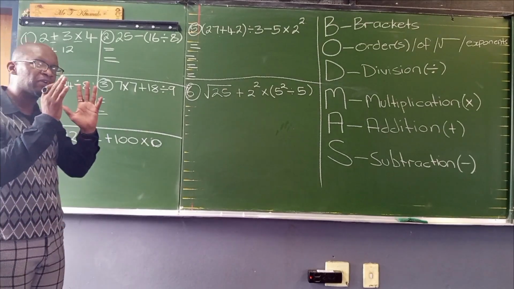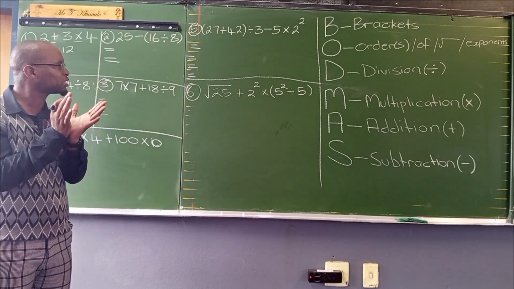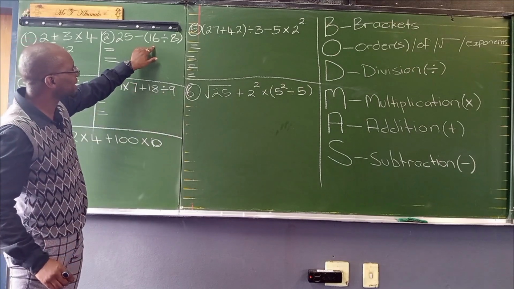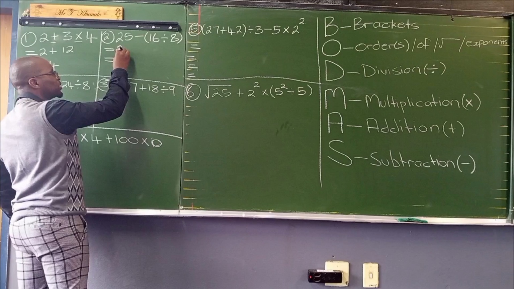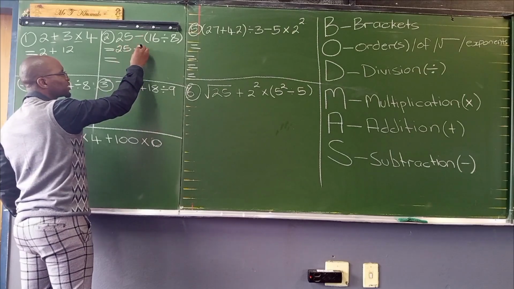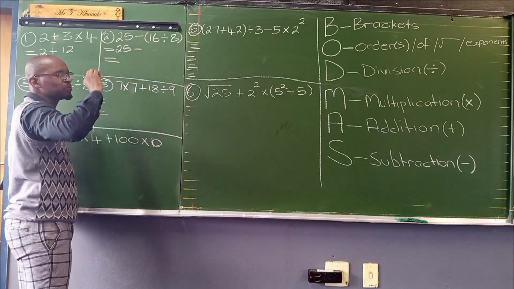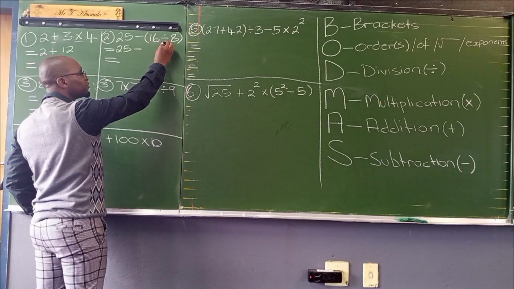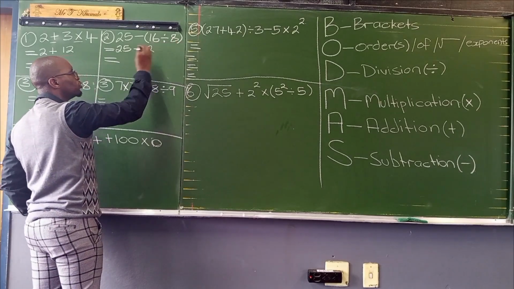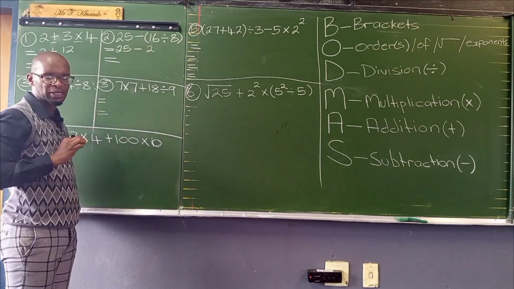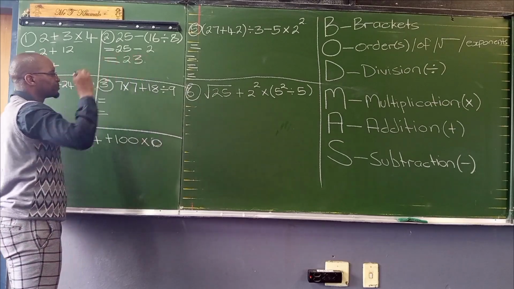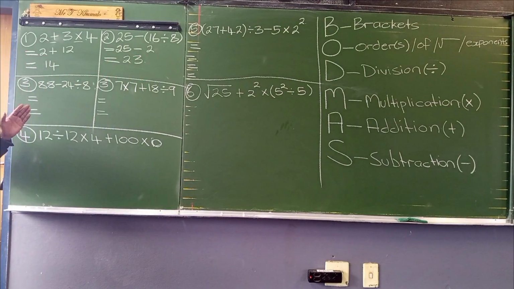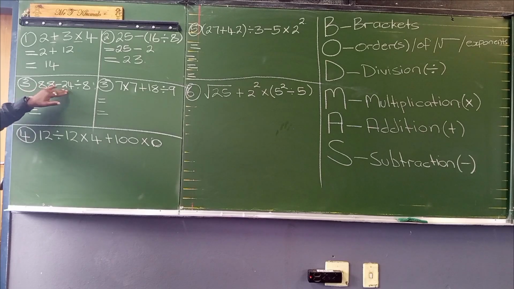So you start with whatever it is in your brackets, regardless of the operation over here. So now I'm going to drop the 25, my subtraction sign, and then start with what is in my bracket. So 16 divided by 8 gives me 2, and now I can go and subtract, and 25 minus 2 gives you 23. Right, over here we have 88 minus 24 divided by 8.